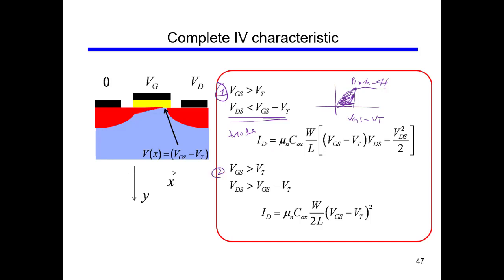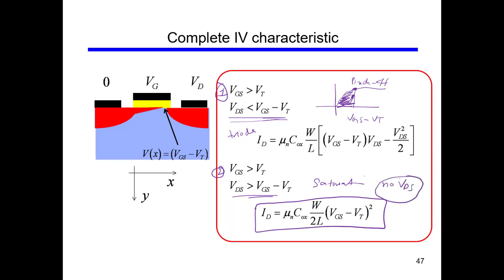The second case is when the transistor is on and VDS is greater than VGS minus VT. This is the saturation region, and the current is constant. There is no variable term, no VDS. So in the saturation region the current is independent of VDS. It is constant.